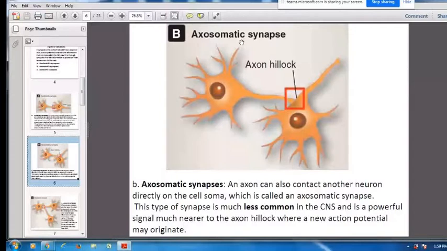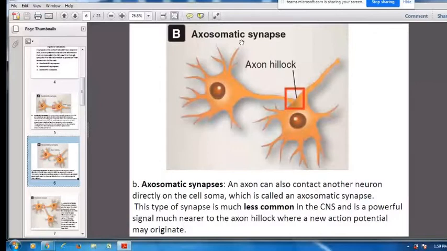I hope it is coming. The third one, axoaxonal. Here we talk about, as the name says, the axon of one neuron and the axon of another neuron. So, axoaxonal synapse. These synapses are often on or near the axon hillock, where they can cause very powerful effects, potentially producing an action potential, or they can inhibit an action potential that would have otherwise been fired.